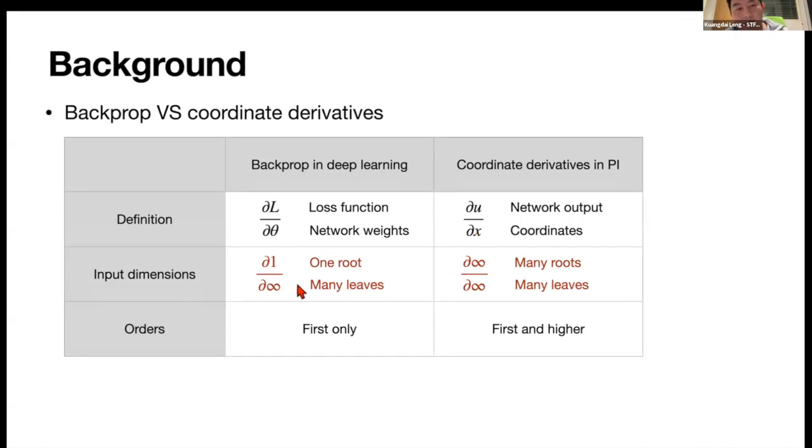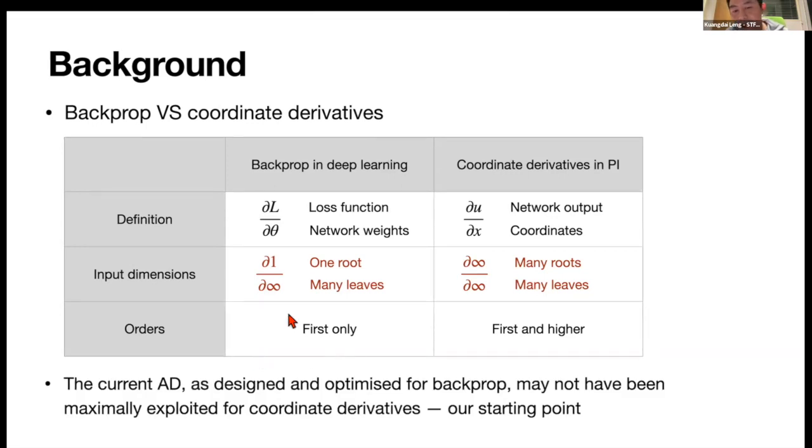to coordinates. If we inspect the dimension of the inputs, the loss function is scalar valued, so it's 1. But for the network weights, we have millions to billions of them, right? So we write this derivative as 1 to infinity. If we consider physics-informed learning, we have many to many, because this u is a field in PINNs. And of course, for coordinate derivatives, we definitely need higher orders, but for backpropagation, we only need the first order. So the current AD, which is heavily optimized for this part, we think may not have been maximally exploited for coordinate derivatives. So this is kind of our starting point.